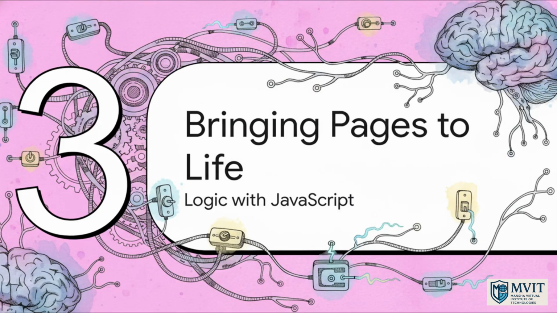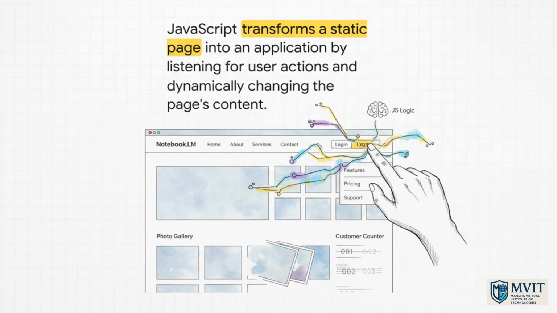Okay, our building is looking sharp, but it's just a static model. Nothing happens when you flip a switch or press a button. To make it truly interactive, to turn it into a dynamic application, we need to wire it up. We need to give it a nervous system, a brain. We need to add logic. And that brain is JavaScript.